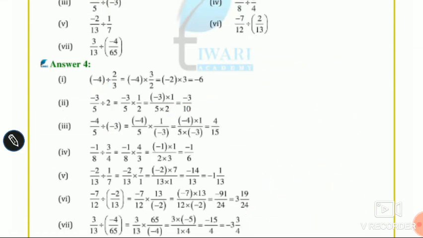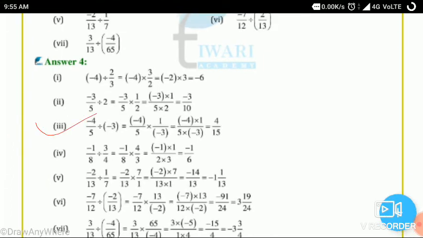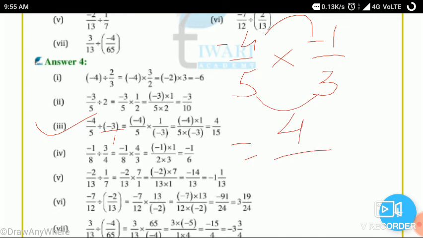Okay students, see question number 3, minus 4 upon 5 divided by minus 3 upon 1, right? So first we write minus 4 upon 5 as it is and put a multiply sign instead of divide, and find the reciprocal of minus 3. So it is minus 1 upon 3. Okay, now see, we just multiply the numerators. So minus 4 multiply minus 1 is equal to positive 4, and 5 multiply 3 is equal to 15. So 4 upon 15 is our answer.